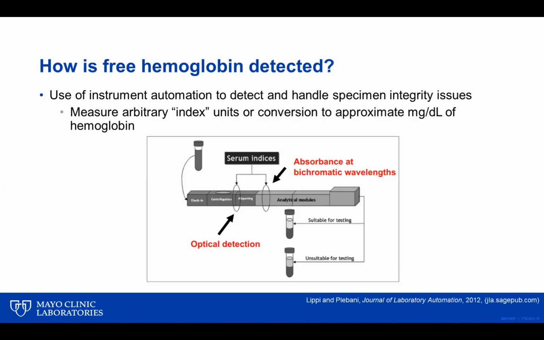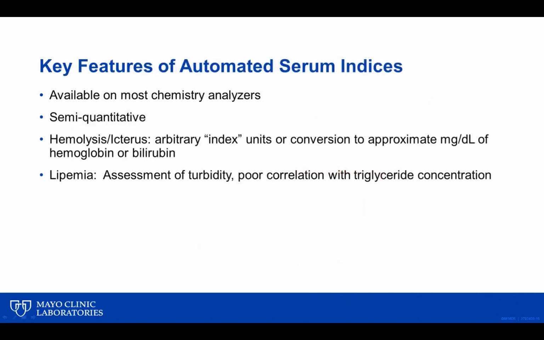But more commonly, there are automated serum indices that reside within the chemistry analyzers themselves. These indices are often based on absorbance measurements at two different wavelengths, whether it's in the pre-analytic stage or the actual analytic stage shown here. As I mentioned, serum indices exist essentially as a test on the chemistry module of an automated system. These indices are semi-quantitative, and an onboard calculation is used to convert the absorbance measurements into the units of hemolysis or icterus or lipemia, whatever interference you're evaluating.